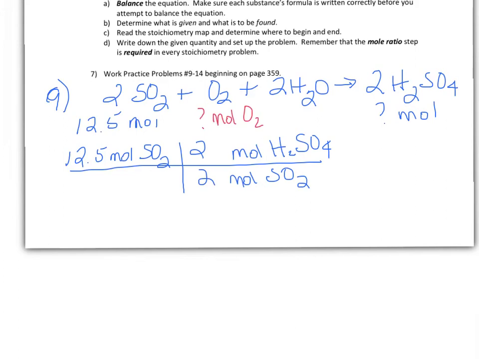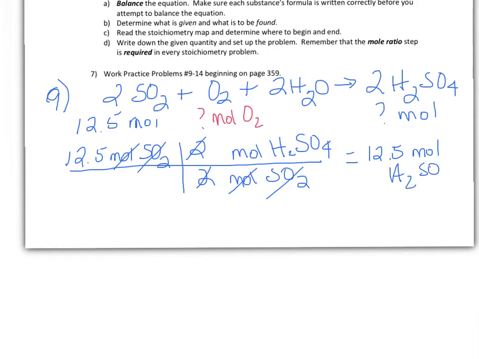And you might say, well, but those would cancel. They would, that's true. But remember to always write those in there so that you know that you've taken into account those coefficients. So because these actually do cancel, and of course you can also see that moles of SO2 cancels, then what we have left would be 12.5 moles of H2SO4.